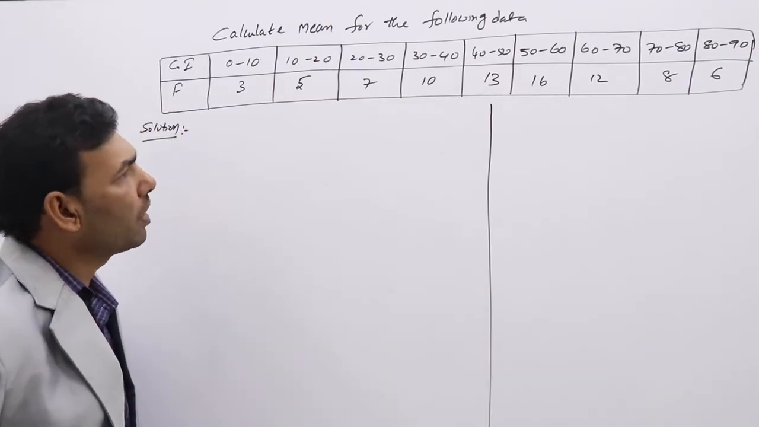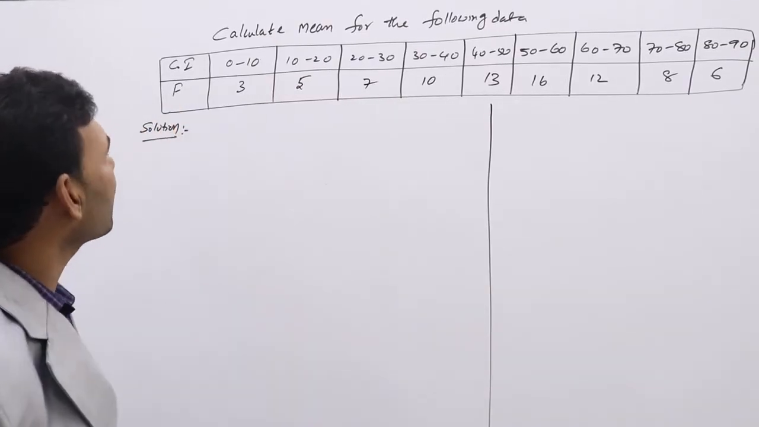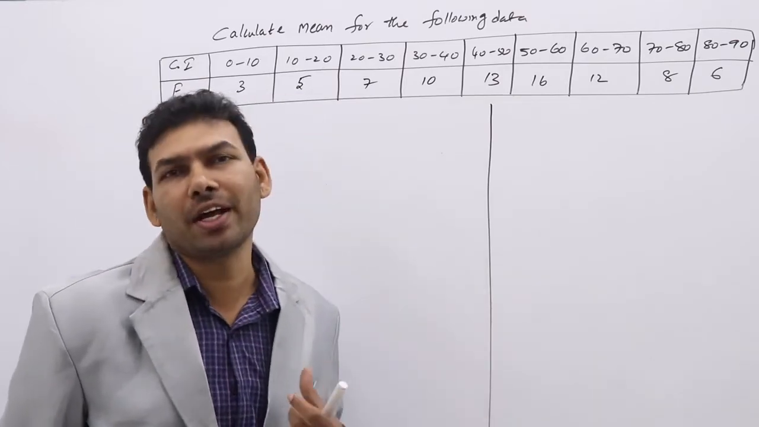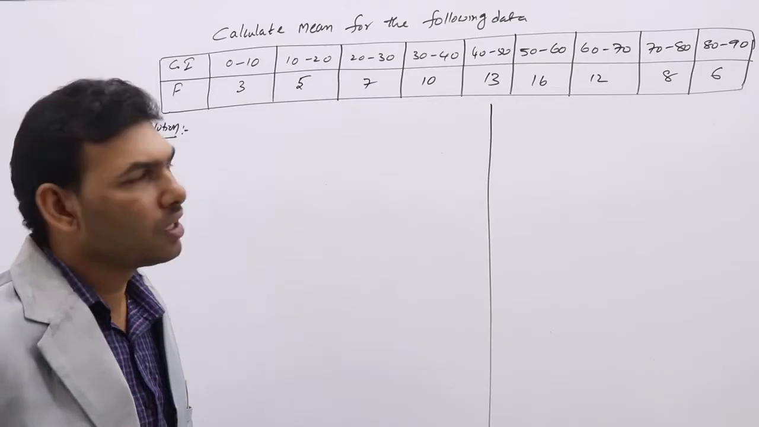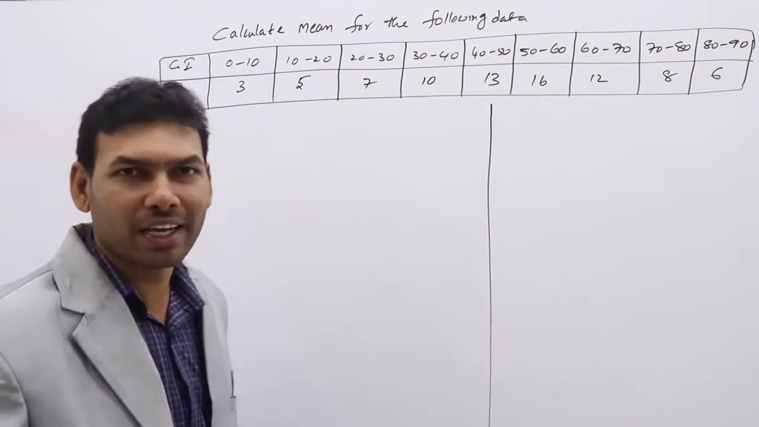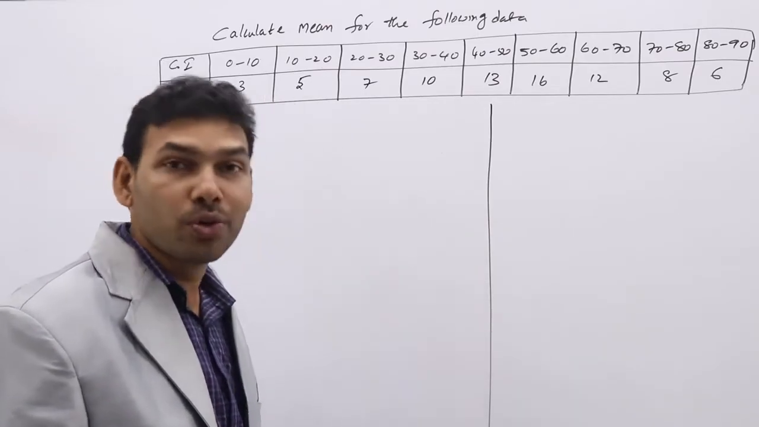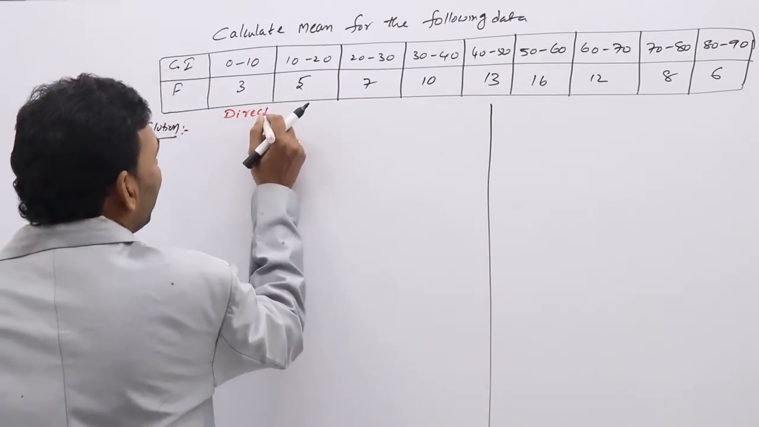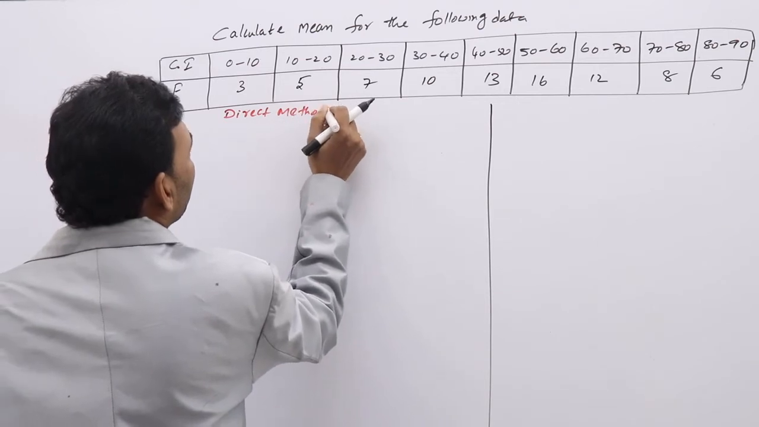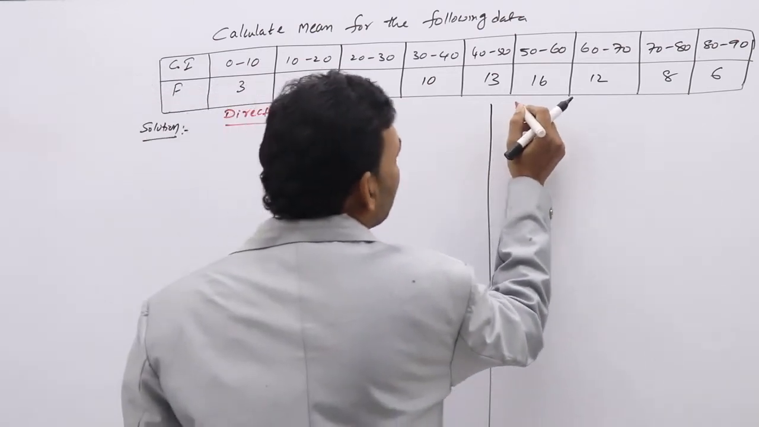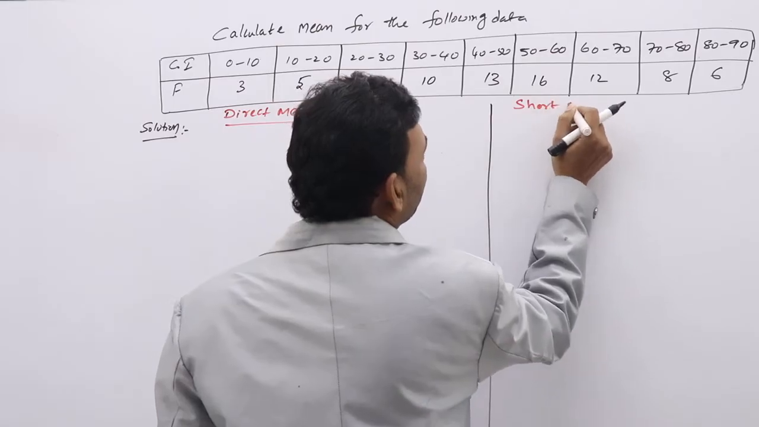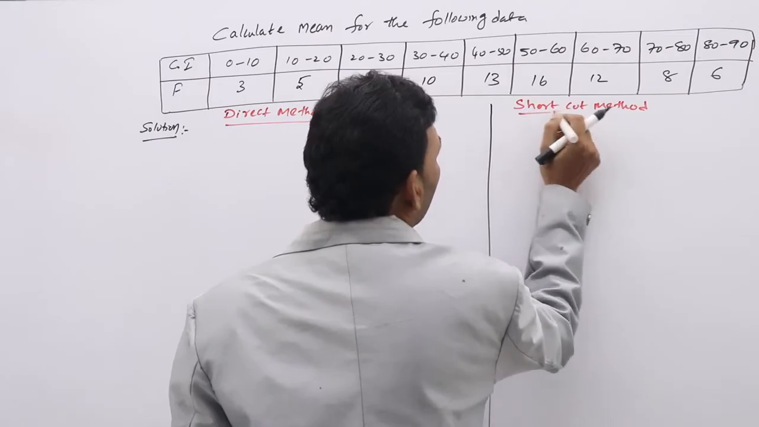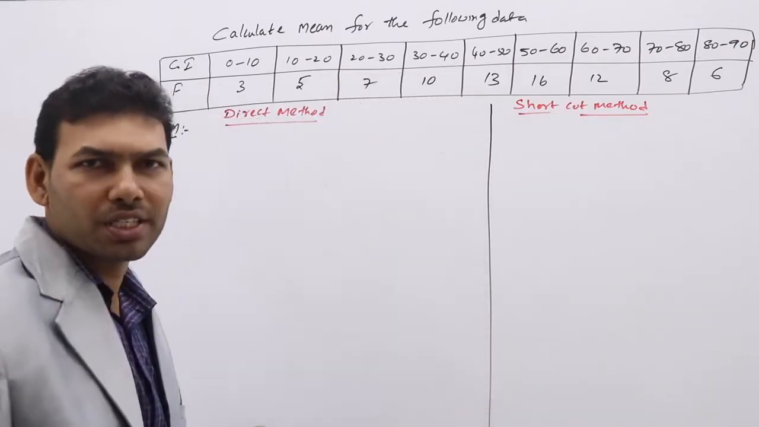Now calculate the mean of the following data. Here class intervals and frequencies are given. When class intervals and frequencies are given, how to find the arithmetic mean? We are going to use two methods: one is the direct method, another one is the shortcut method. We are going to discuss how to calculate the mean in these two methods now.